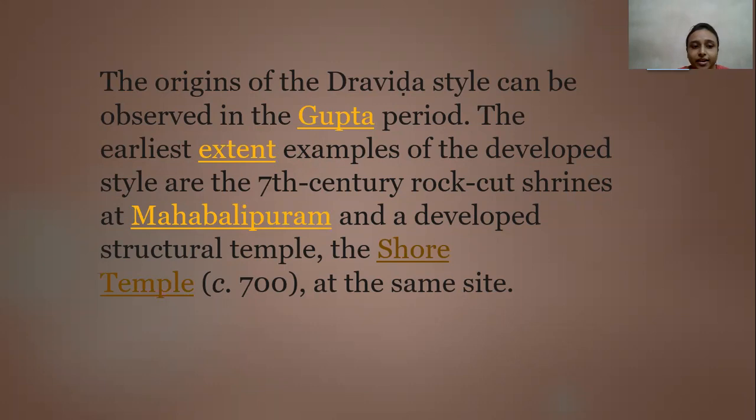Firstly, let's go through the slide. It started in the Gupta period, and the style is called the Dravidian style. The earliest extant examples of this developed style started from the 7th century rock cut shrines. That means huge rocks were cut into such pyramid-like structures to form temples, and most of the temples were built by cutting a single rock piece. Rock cut shrines were shown in Mahabalipuram, and a structural temple, the Shore Temple, was built around 700 at the very same site.